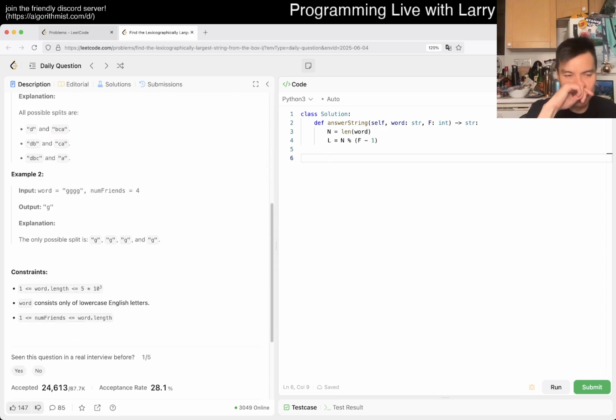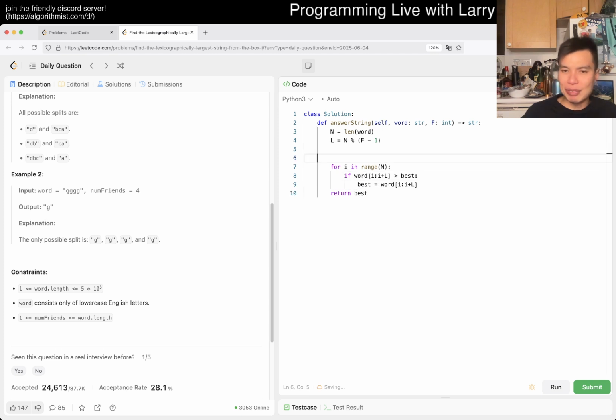I mean, L is still too long for us to do a for loop, because what I am tempted to do is something like: if words from prefix I to I plus L, maybe minus 1, or maybe plus 1, actually I think that's fine, is greater than some best, then best is equal to words I to I plus L, sorry. So I want to write something like this, and maybe it's even fast enough, but it's not what we want, right?